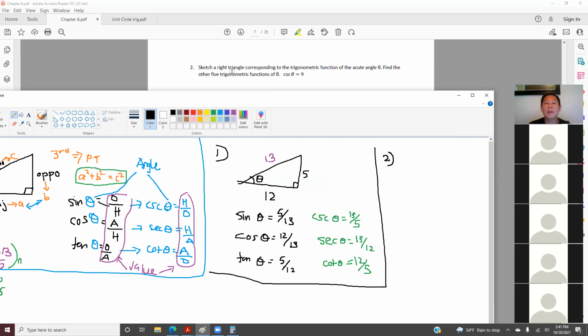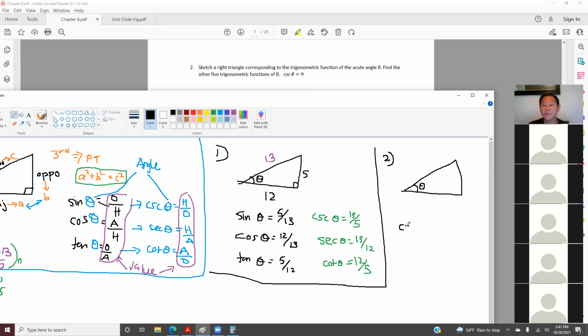Question 2. Now, if I give you a picture, it's easy for you to do, but this question 2 does not give you the picture. So you have to draw it out. So sketch a right triangle for this angle. Find the 5 trigonometric functions in this case.